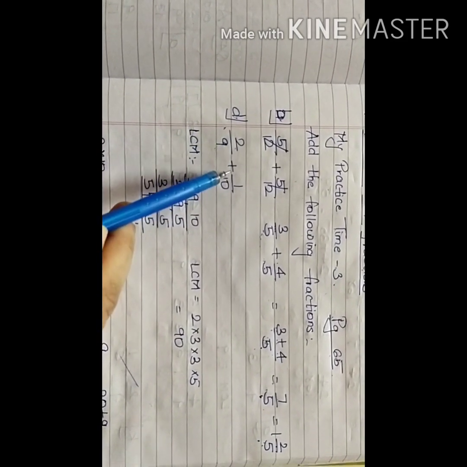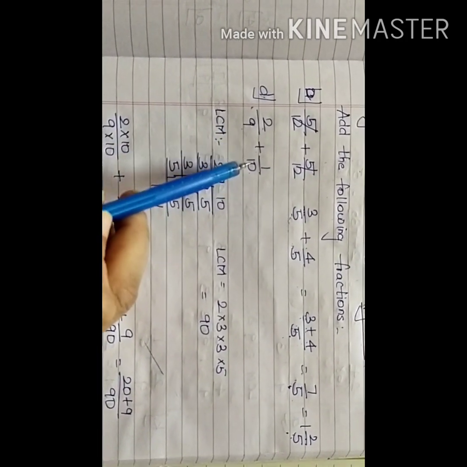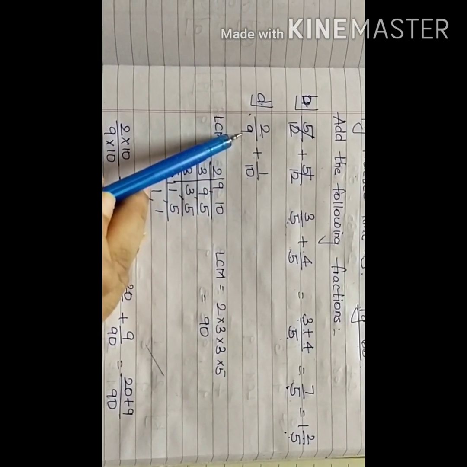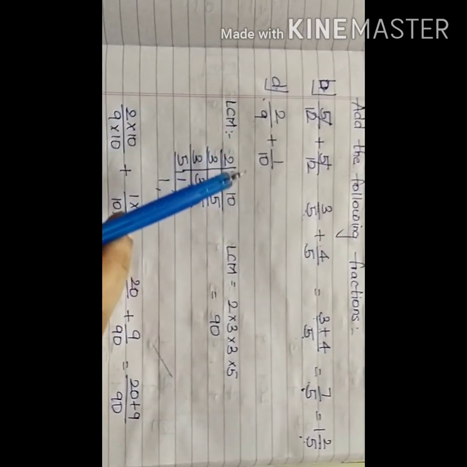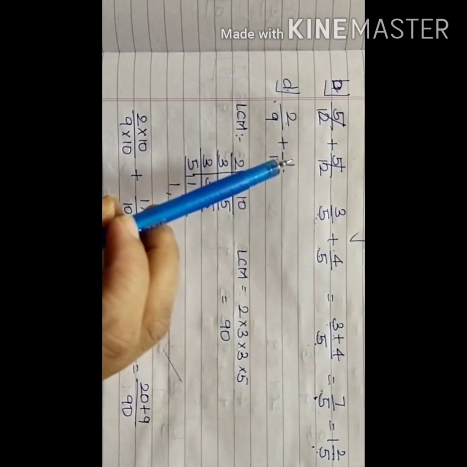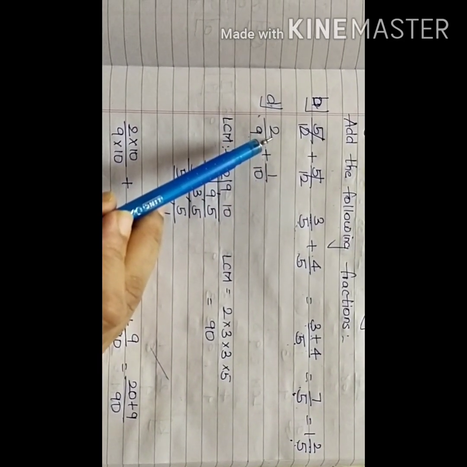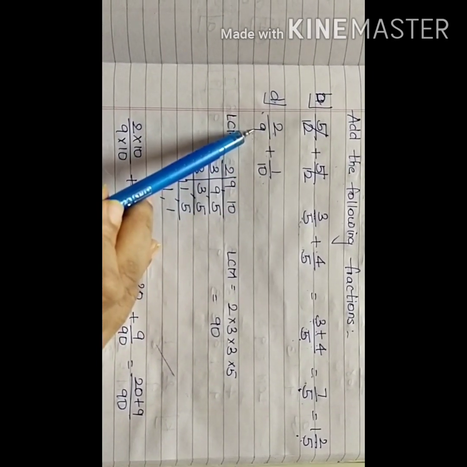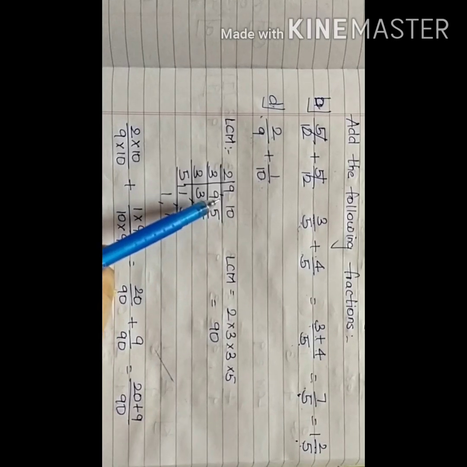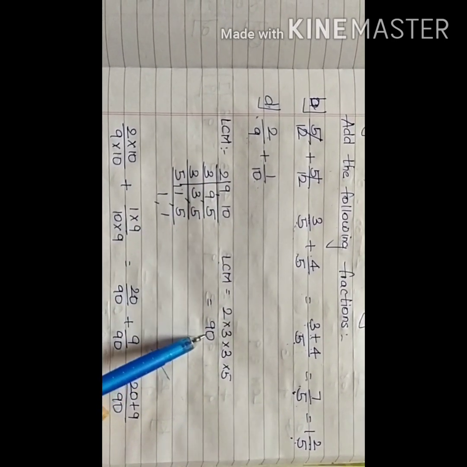2 upon 9 plus 1 upon 10. As you all can see, here my denominators are different. So I need to take the LCM of the denominator digits. The major misconception that children have is sometimes they take the LCM of the numerators. No children, we have to always deal with the LCM of the denominator digits. Here my denominators are 9 and 10. So first I take the LCM of 9 and 10. As you all can see, I get the LCM as 90.